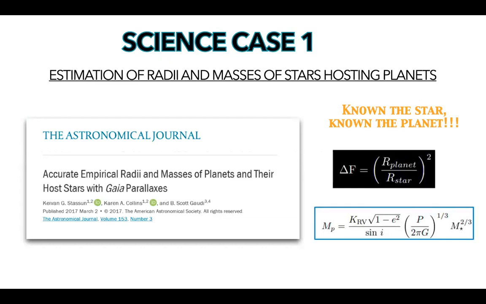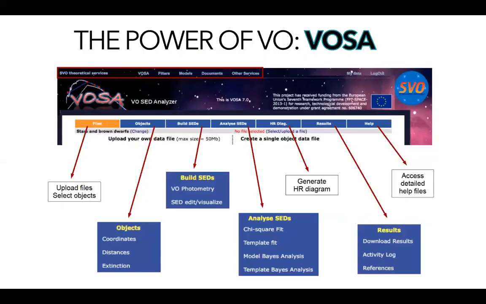This science case is based on an article from 2017. The goal is to characterize the parameters of 2 stars that are hosting planets, because the planet parameters and the stellar parameters are coupled according to these equations. So if we know the star well, we will be able to know the planet. This is the same slide that I put before in the video introduction.